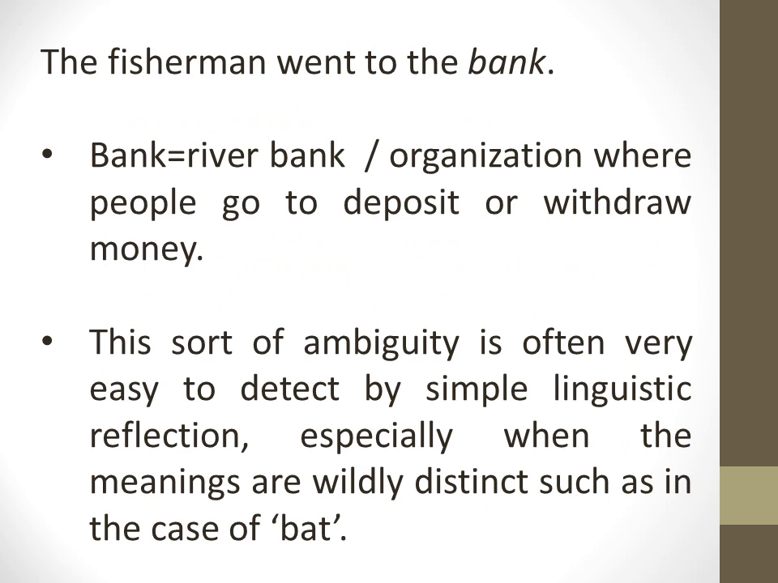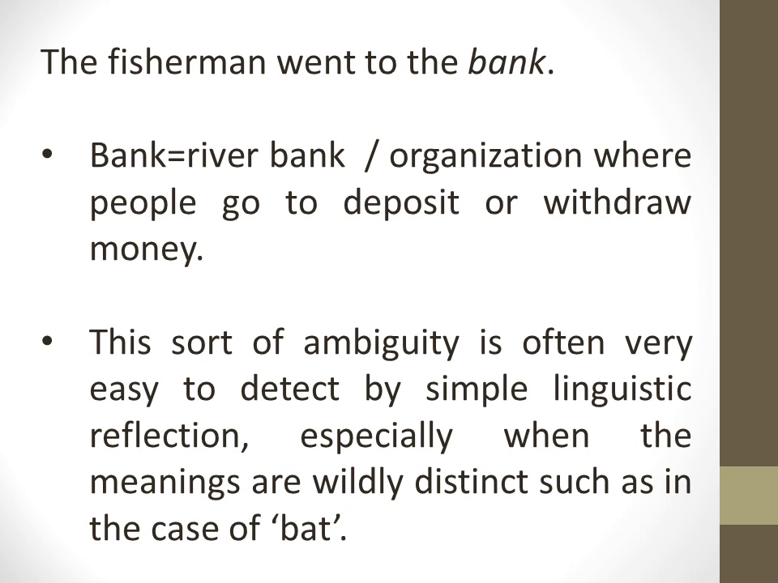Another example is the fisherman went to the bank. The word bank has lexical ambiguity because it has two meanings. The first one is river bank, the second one is the organization or where people go to deposit or withdraw money. Now, this type of ambiguity is often very easy to detect by simple linguistic reflection, especially when the meanings are very distinct from each other, like in the case of bank or in the case of bat. We have an animal and then we have a wooden club.